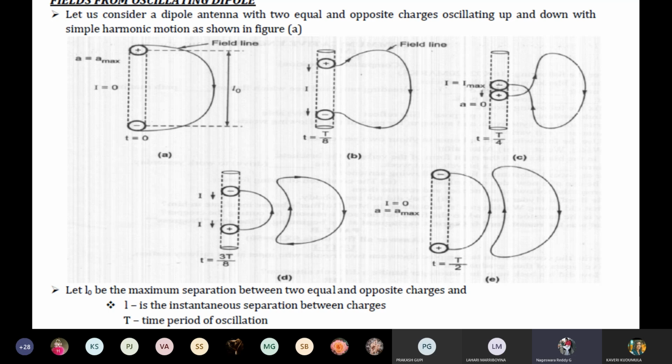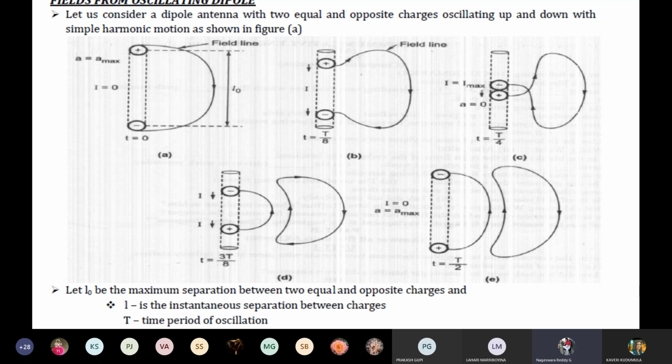You can observe that the top is positive and the bottom is negative. So the charges move towards each other, as shown in the figure. The shape of the field line is different, that's shown in figure A. At t = T/4, the charges reach the midpoint of the dipole.